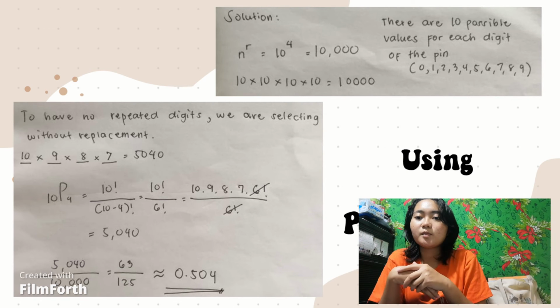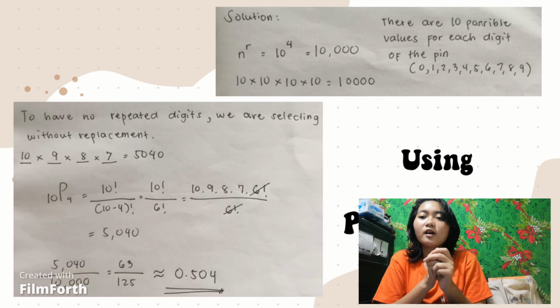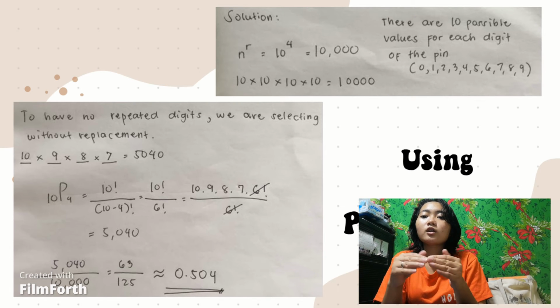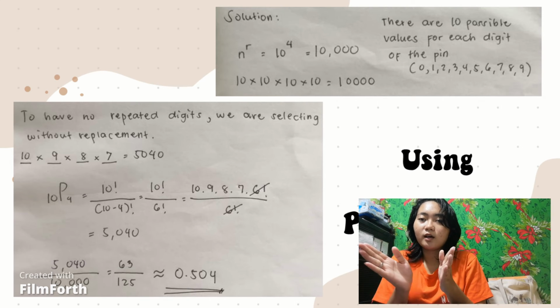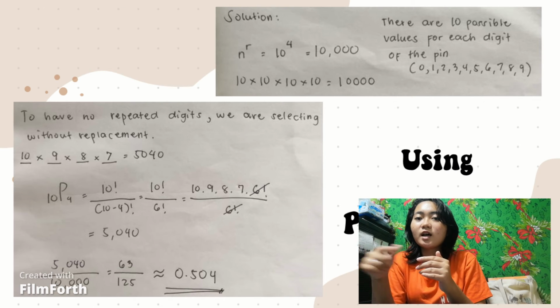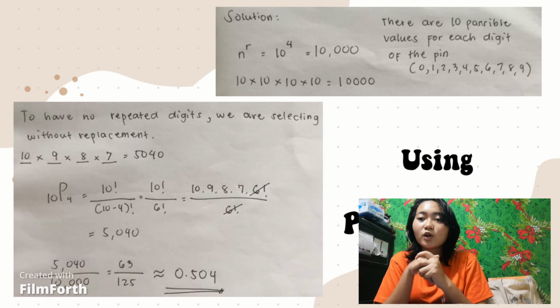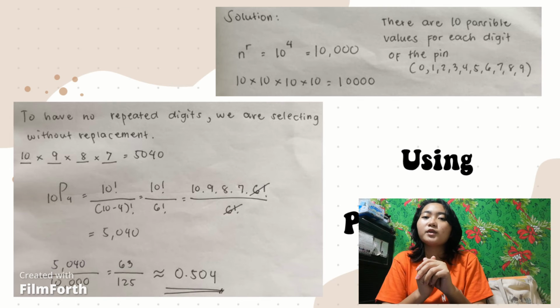So using the permutations, it is 10 permute 4, which is equal to 10 factorial over 10 minus 4 factorial, which is 6 factorial. So 10 factorial over 6 factorial is equal to, then you write the factors of 10, 10 times 9 times 8 times 7 times 6 factorial, then over 6 factorial, then cross out 6 factorial, then you will have the answer 5,040.